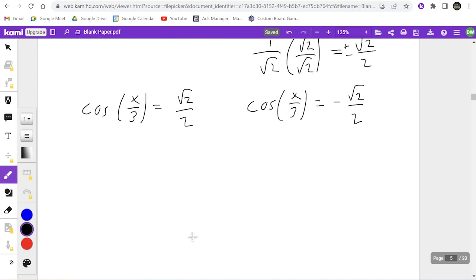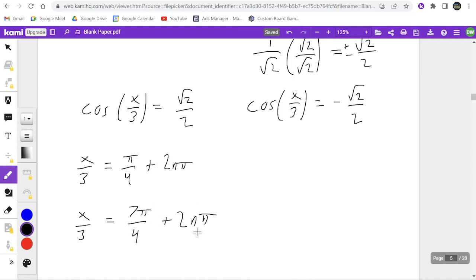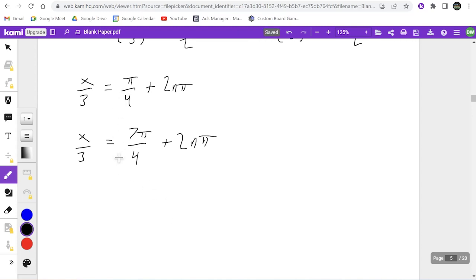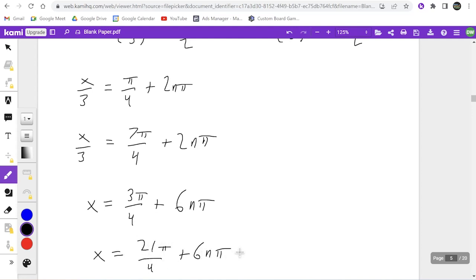I ask myself, where does cosine equal pi over 2? I'm sorry, root 2 over 2. The answer is not pi over 2. The answer is pi over 4. So x over 3 equals pi over 4 plus 2n pi. And I get a second solution too. I get x over 3 equals quadrant 4 is also where cosine's positive, so that's 7 pi over 4 plus 2n pi. And then I multiply both of these by 3. I'm going to get x equals 3 pi over 4 plus 6n pi. And I'm going to get x equals 21 pi over 4 plus 6n pi after I multiply both of those by 3.